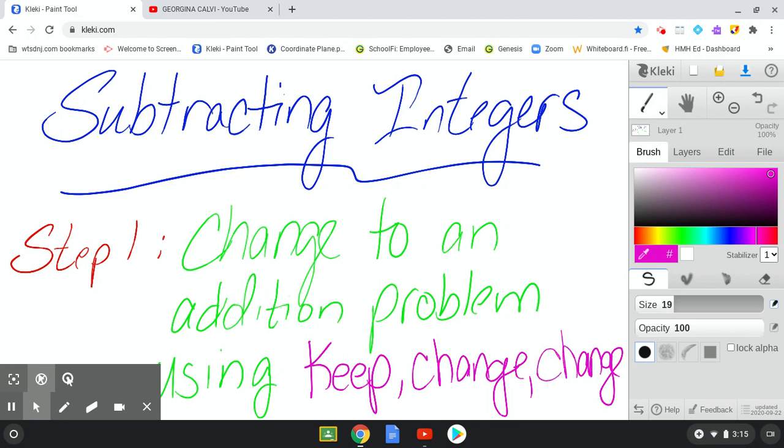Now once it's an addition problem, you're going to do exactly what we did when we were adding integers. If the signs are the same, you add, keep the sign. If the signs are different, you subtract, take the sign of the bigger number. So let's explain keep, change, change first.